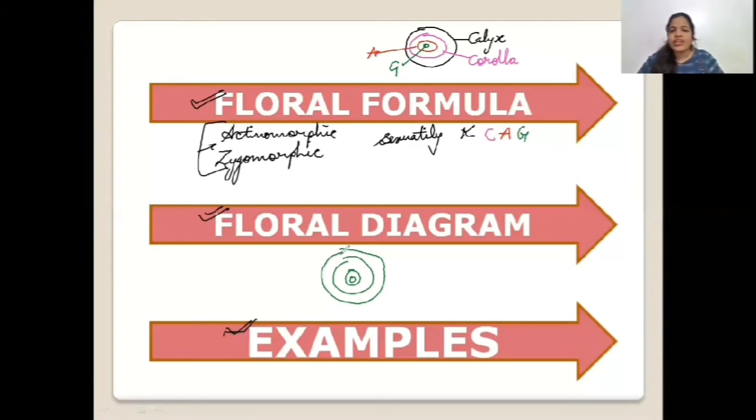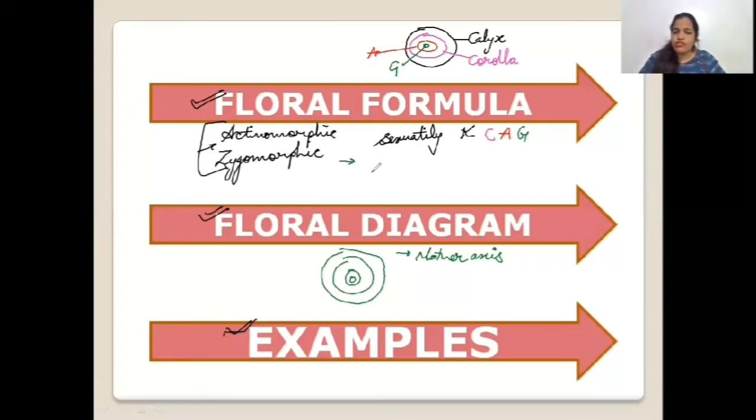Clear? In the floral diagram, what you represent more is the mother axis, whereas the mother axis is not represented in the floral formula. What special thing is represented in floral formula, not in floral diagram? I'm just giving you some hints so that you can make the difference between the floral formulas and floral diagrams. If I don't tell you these differences, then you will think that learning one thing will be enough. No. Learning one thing is not enough. You need to learn both the things.